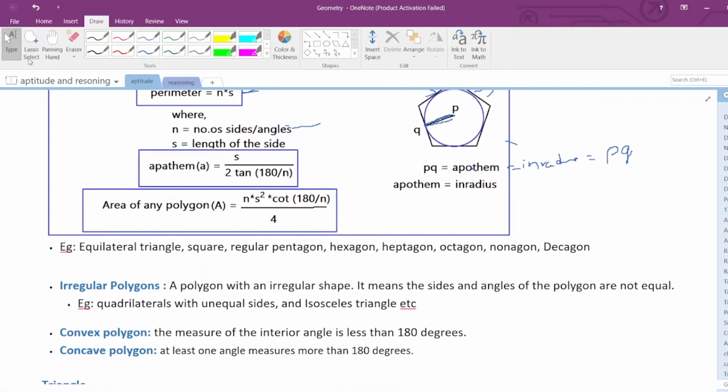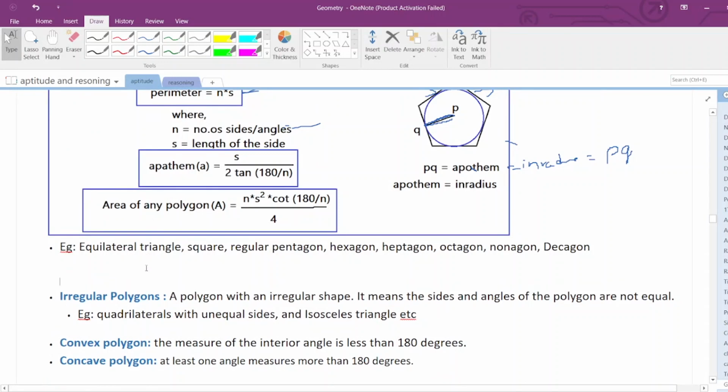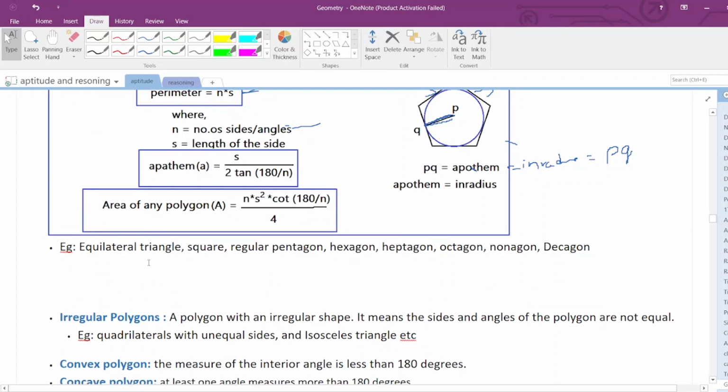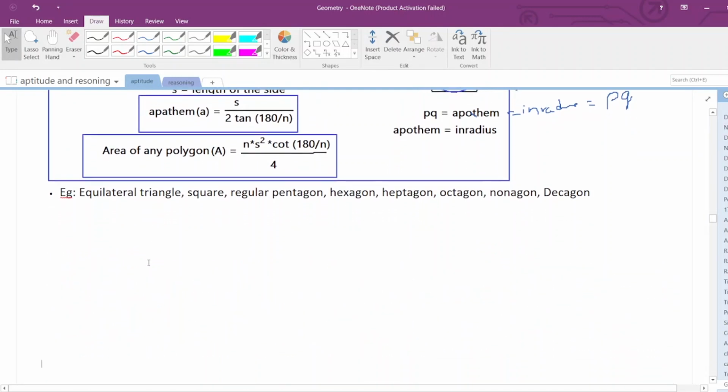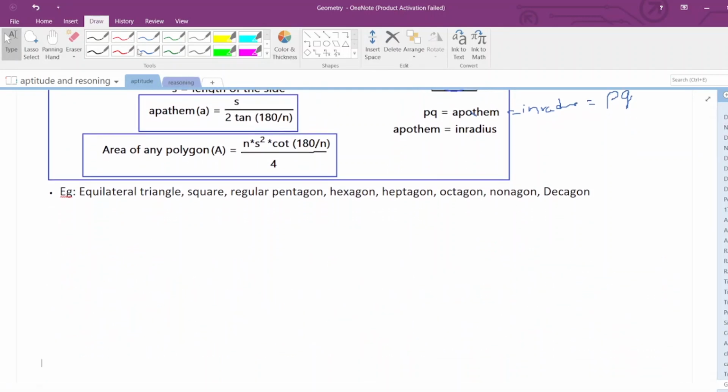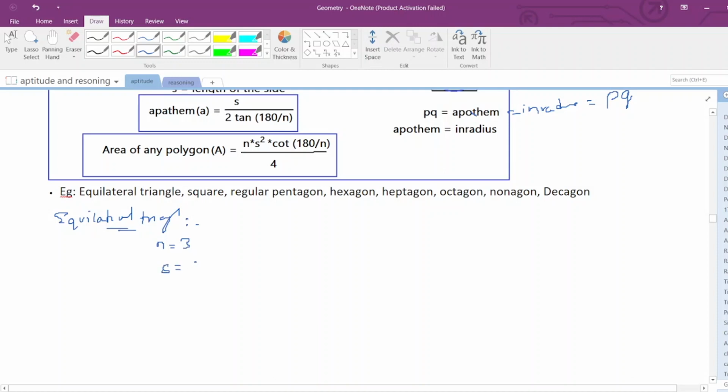Okay, so with this we can find the formulas. What is the formula for an equilateral triangle, and similarly what is the formula for a pentagon and a square? Okay, let's understand. For an equilateral triangle, the number of sides n is equal to 3 and side s we don't know, so let's take it as s. So the area formula is n s square cot 180 by n, by 4. 180 by n is 60, right, by 4.